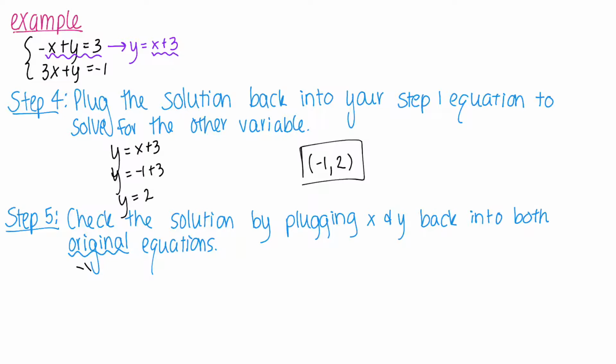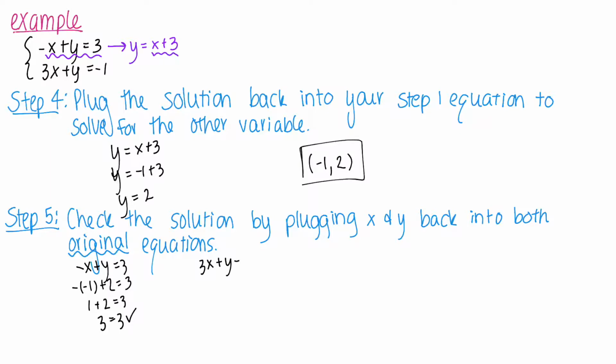So if we start with -x plus y equals 3, our x is -1, so -1 plus y is 2 is equal to 3. -1 is just +1 plus 2 equal to 3. Yep, that works. Let's try the next one.